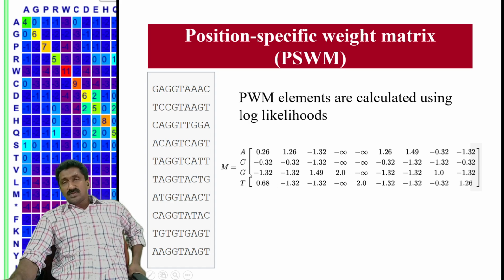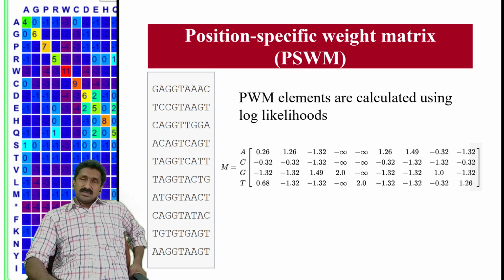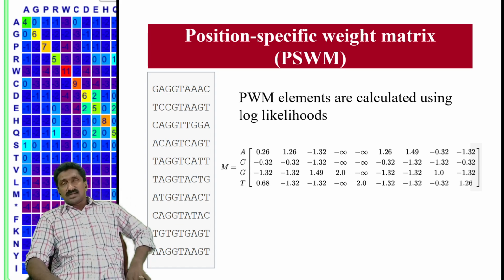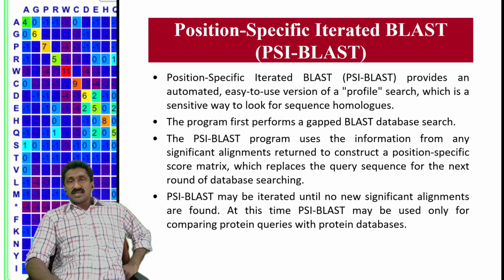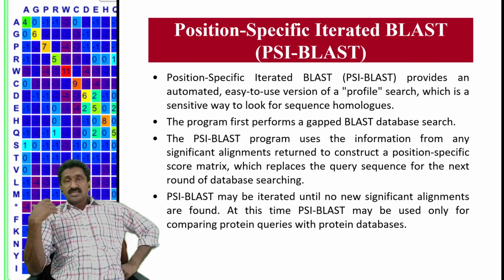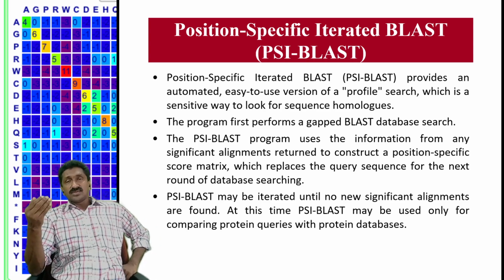So the probability of occurrence of a particular base at a position in that sequence is generated using such a probability matrix, and this is used for comparing the sequences. Such matrices are known as position specific weight matrices, which are used in PSI-BLAST of NCBI, that is based on position specific iterated BLAST. PSI-BLAST provides an automated, easy to use version of the profile search, which is a sensitive way to look for homologs.